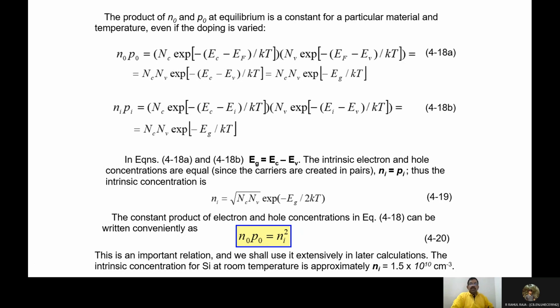What does that tell you? It tells you, if I know the intrinsic carrier concentration for a given semiconductor, and if I know the equilibrium carrier concentration of electrons, I can find the hole concentration. Likewise, I can find the electron concentration if I know the hole concentration.